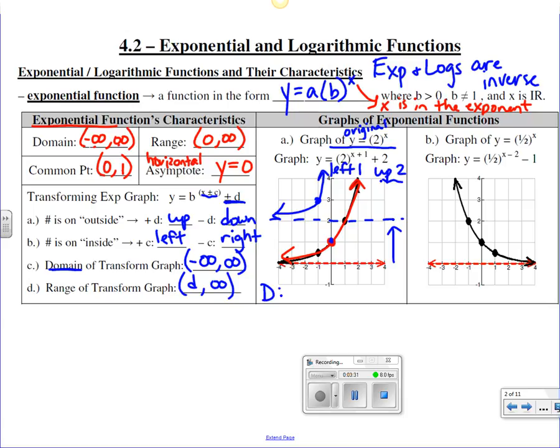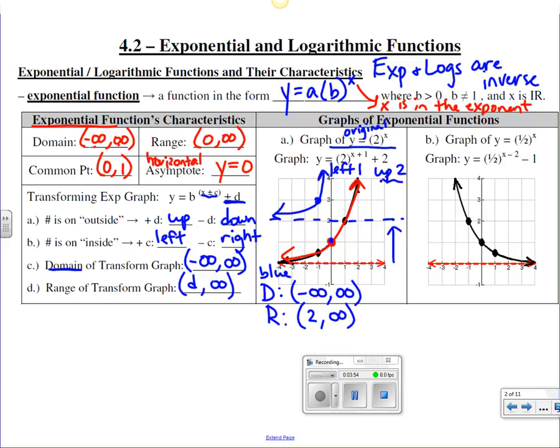So let's do the domain, and we're going to do the blue one. So the domain is negative infinity to infinity. It goes left and right forever. And the range is now 2 to infinity because it goes up 2. So your asymptote moved to 2, and the range is 2 to infinity.